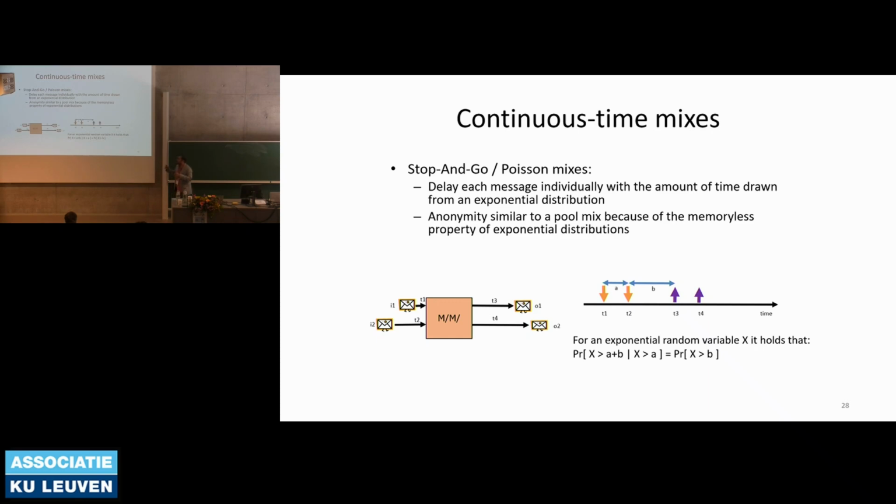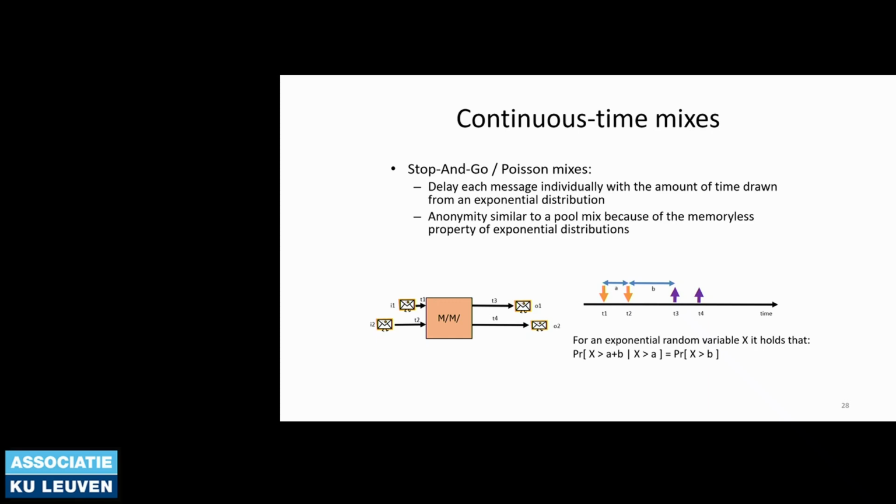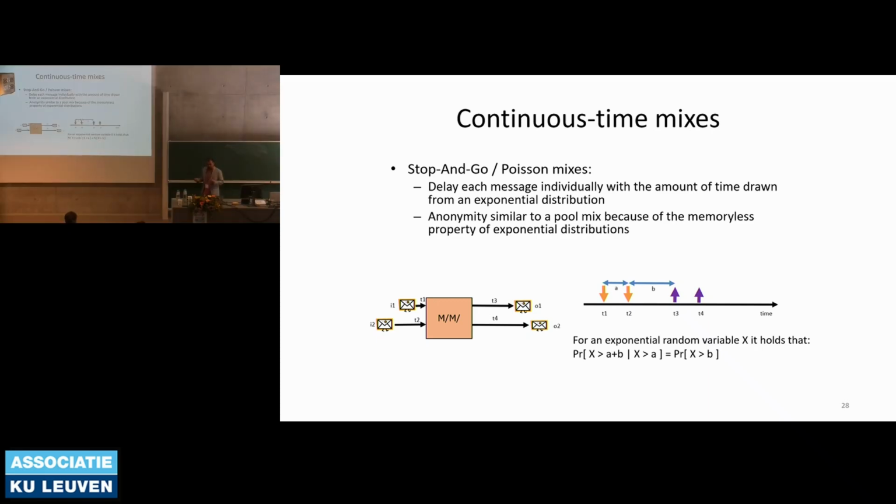However, it's possible that the packet that comes at T1 goes out even before the packet at T2 comes. That's possible. There is a probability of that happening. But if they are meeting each other, then whichever packet goes out next is indistinguishable. And that's the guarantee that we are relying on for continuous time mixnets.